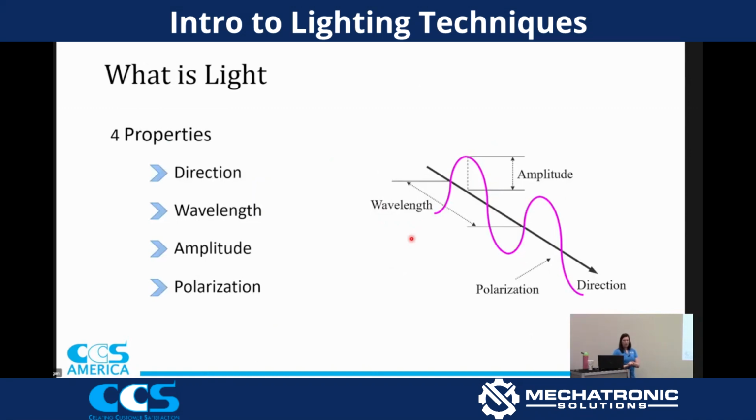I'm going to break up light and talk about what we have into four properties. There's the direction of the light, how it's coming out of the machine vision light we have. There's the wavelength itself, how long that wavelength is. There's the amplitude, how tall that wavelength is. And then the polarization is like the direction, but it's the radial direction of it.